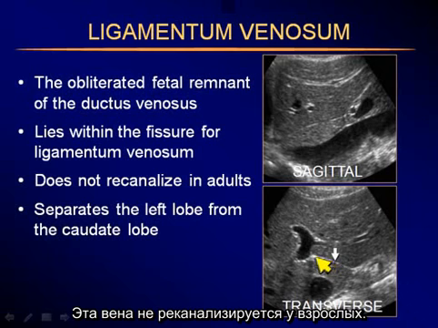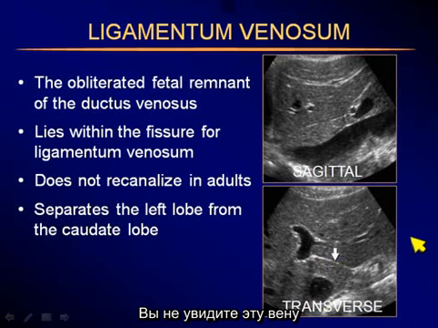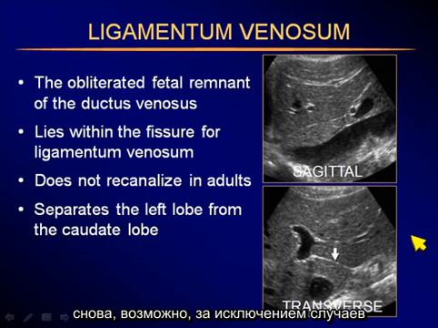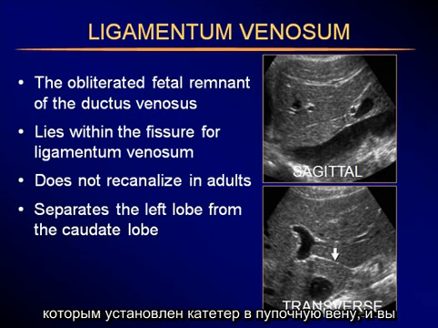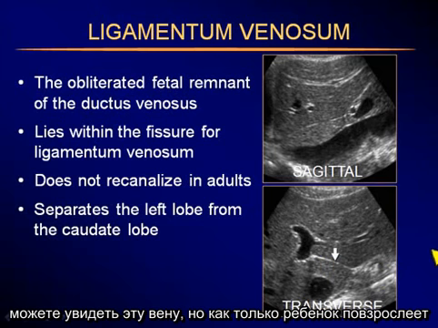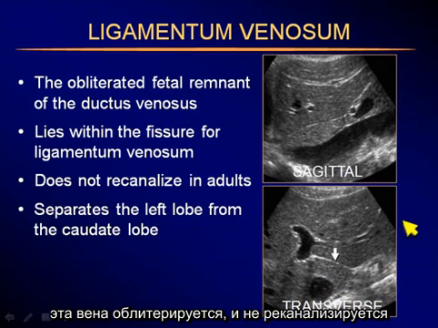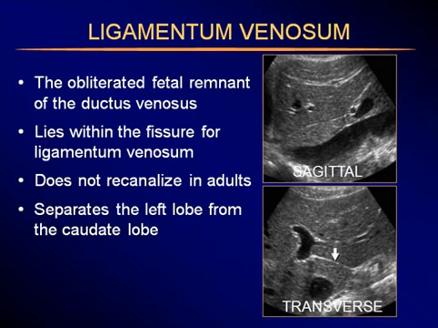This vein does not recanalize in adults. You don't see this vein ever again, except perhaps in the very small neonate that has umbilical vein catheters. You might see it, but once the child grows, this vein is obliterated and does not recanalize in portal hypertension.